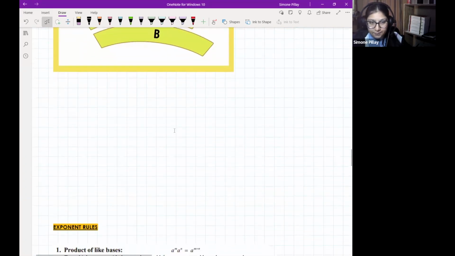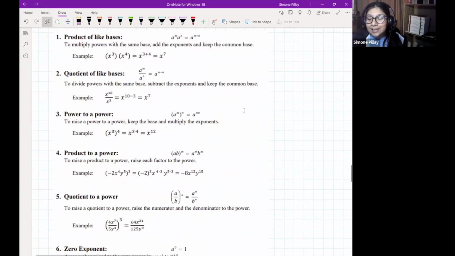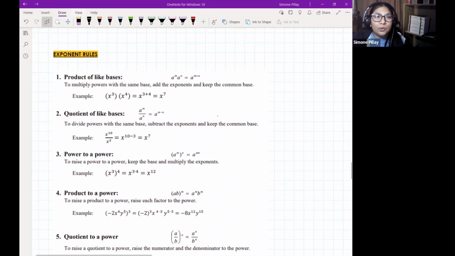Okay. Moving on, we have our exponents. Now, I did take a little bit longer to do our number patterns, our relationships. So this is going to be a very quick crash course. First things first, remember our exponent rules. When we have multiplication that has the same base, what's the rule? The rule is that we add exponents.